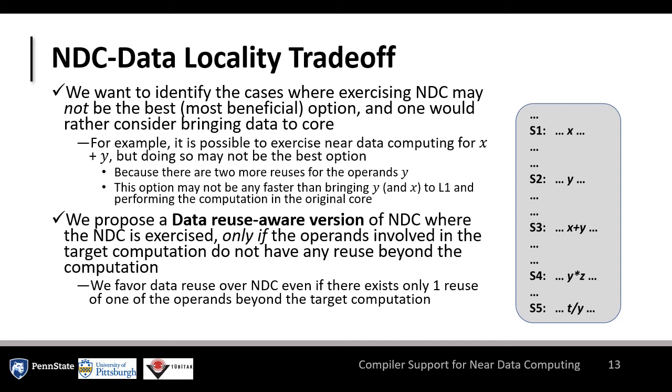So in such cases, for example, it takes advantage of locality. Our implementation is parameterized. It's tunable in the sense that you can consider different degrees of reuse here. For example, here Y is used 2 times after this target computation. Maybe for this case, it is still okay to perform X plus Y in a near data computing fashion. But in some other cases, it might be a different story. So how many reuses you trade off to take advantage of near data computing, that is something you can tune in our implementation.